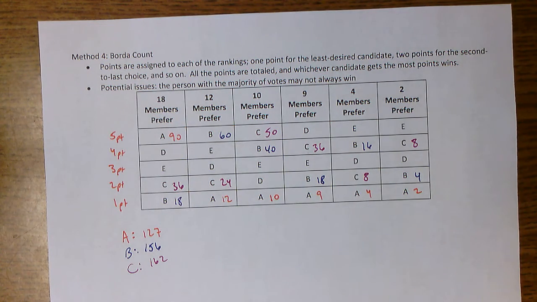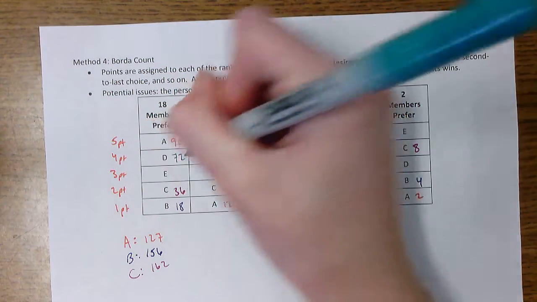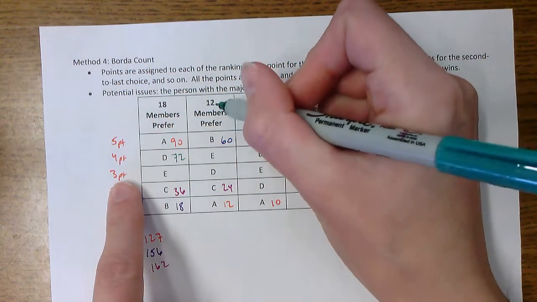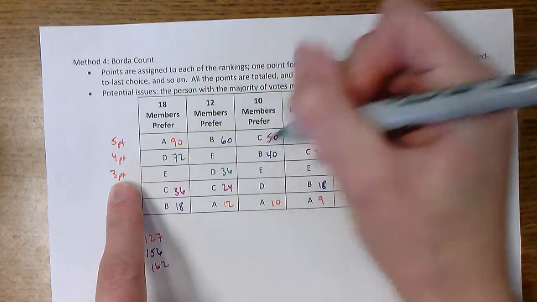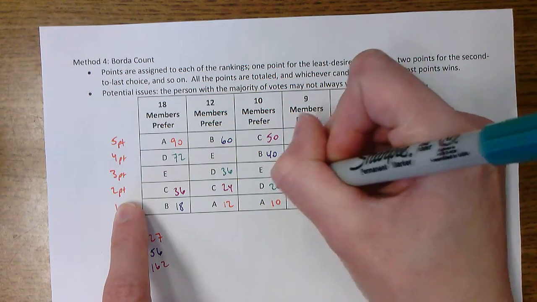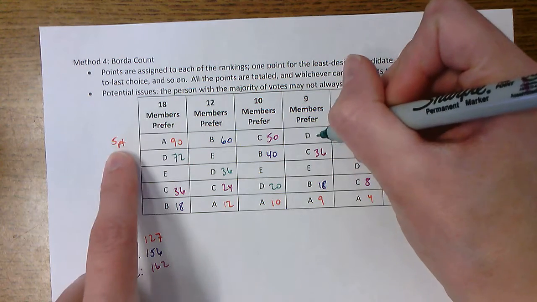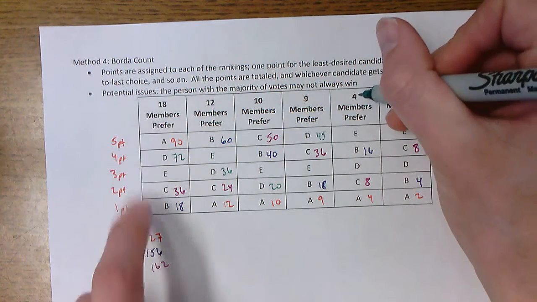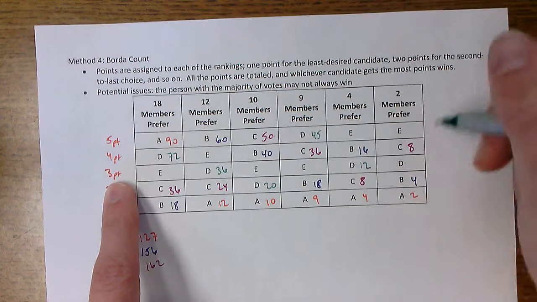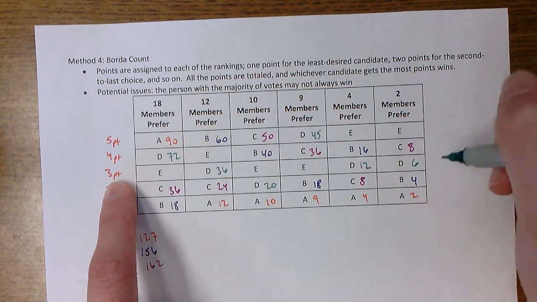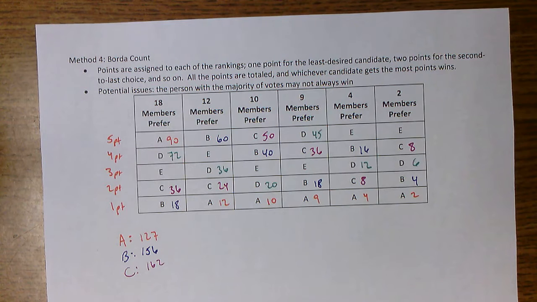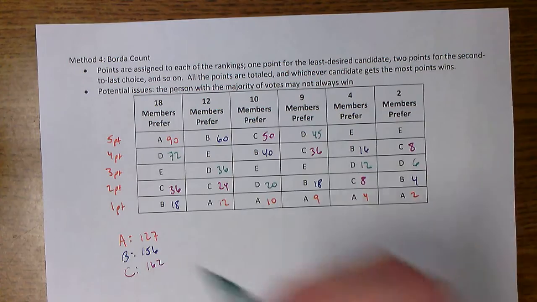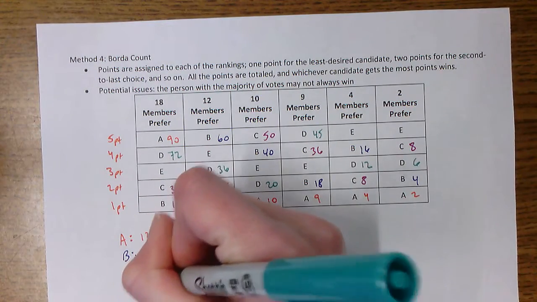All right, next up, candidate D. 18 people are going to give 4 points to candidate D, that's 72 total. 12 are going to give 3 points, so that's 36. 10 are going to give 2 points, so that's 20. 9 are going to give 5 points, so that's 45. 4 are giving 3 points, so that's 12. And then these last 2 are giving 3 points, so that's 6. So 72 points plus 36 plus 20 plus 45 plus 12 plus 6, that adds up to 191 points for candidate D.